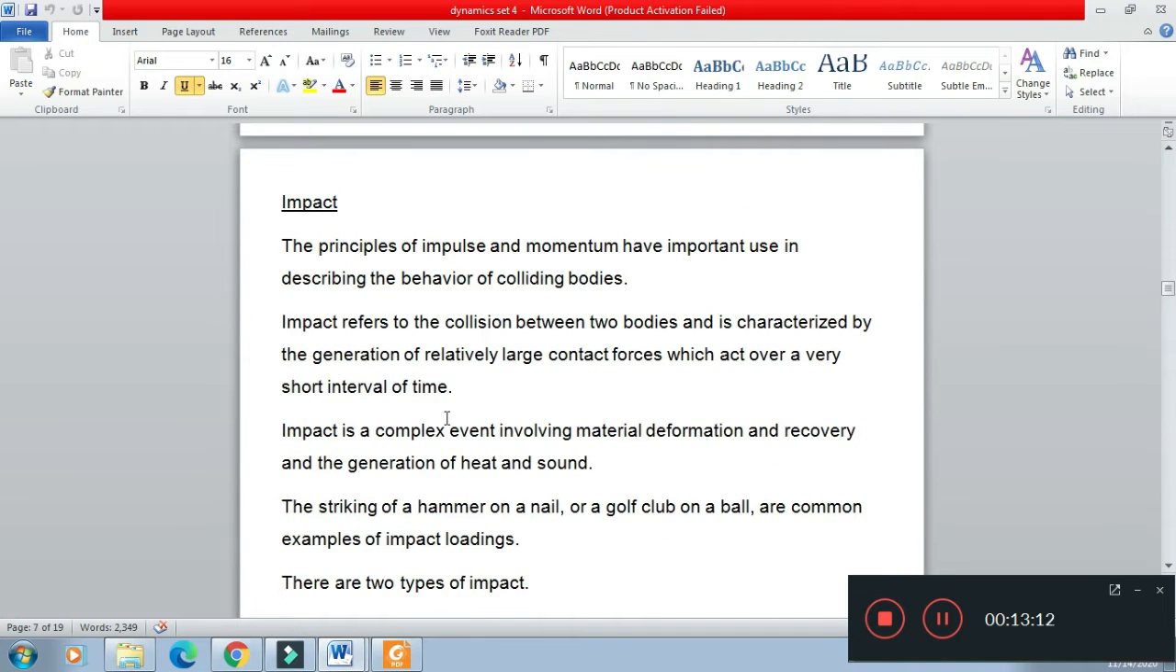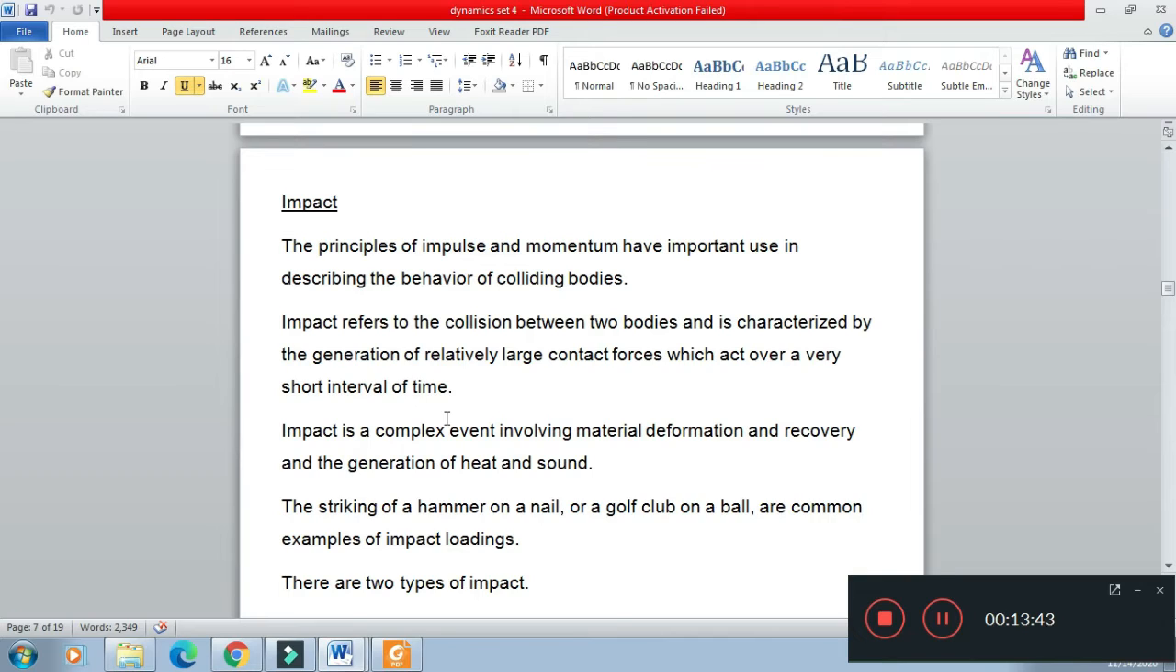Now we start the topic of impact. Previously we discussed the impulse and momentum equation, and we also discussed the conservation of momentum equation. Those equations can be utilized to understand the behavior of the colliding bodies. So principles of impulse and momentum have important use in describing the behavior of colliding bodies.